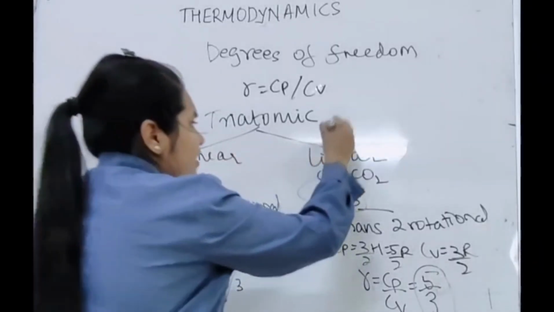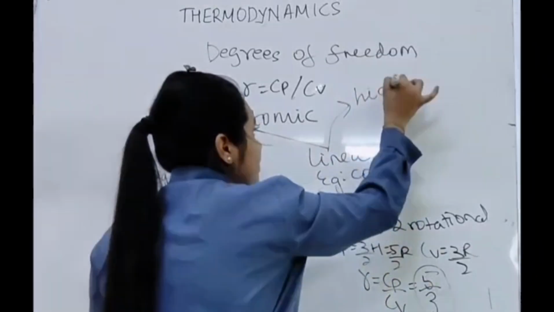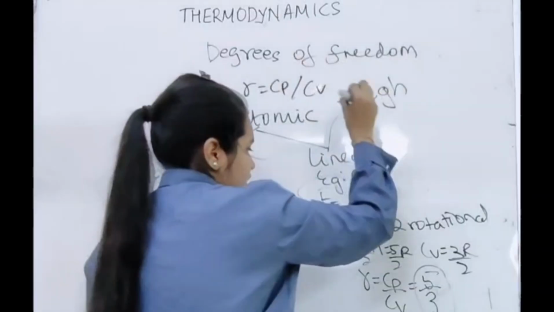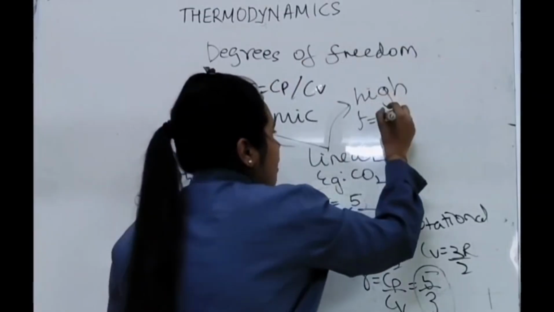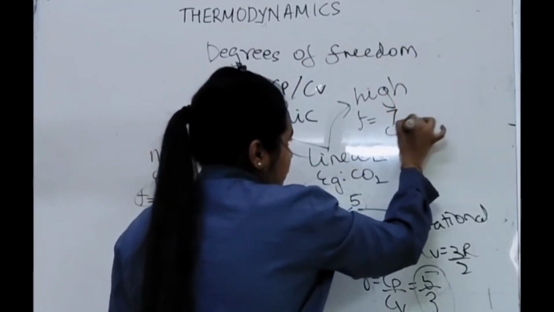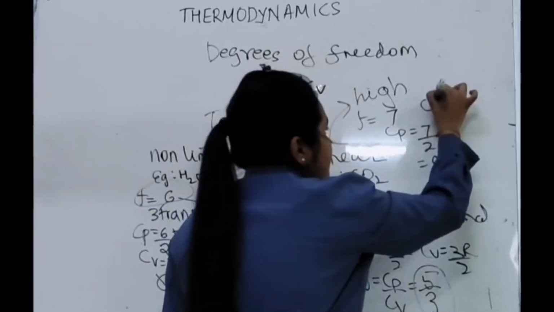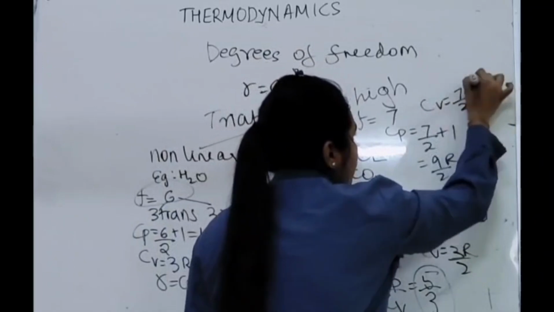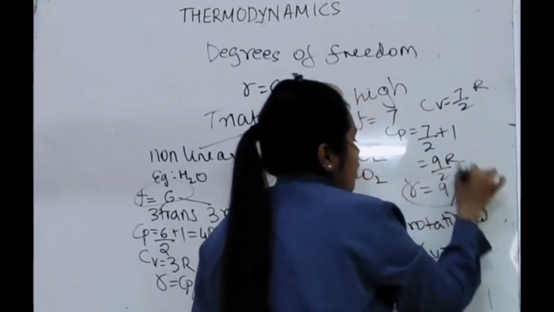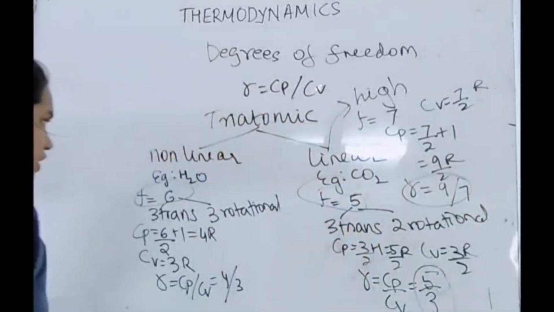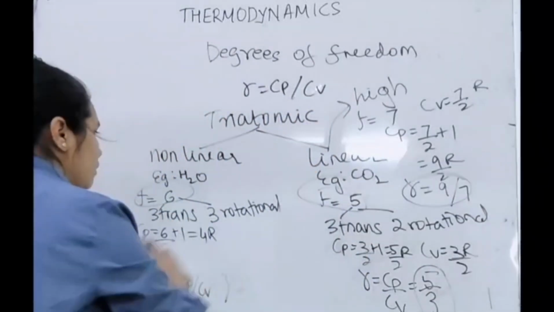Next, in linear, what if it's a high temperature? This is for room temperature. For high temperature, we have to add 2 more for vibrational. So F equals 7 because of 2 vibrational. Cp equals (7 by 2 plus 1), 9 by 2 R. Cv is 7 by 2 R. So gamma equals 9 by 7 for high temperature. So this is for non-linear, linear and high temperature.